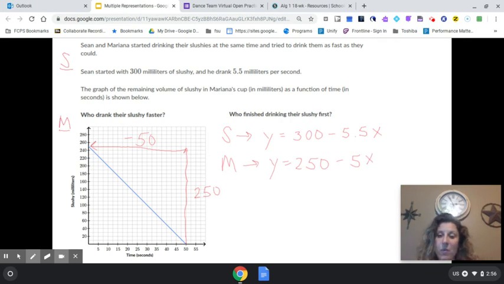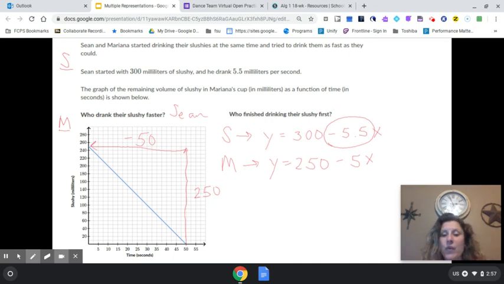Okay, so now we have both in equation format. Very easy to compare here. We see that Sean is drinking his slushy faster. So he's drinking more slushy per second than Mariana is. Okay, so the answer to the first question is Sean. Sean's drinking his faster.